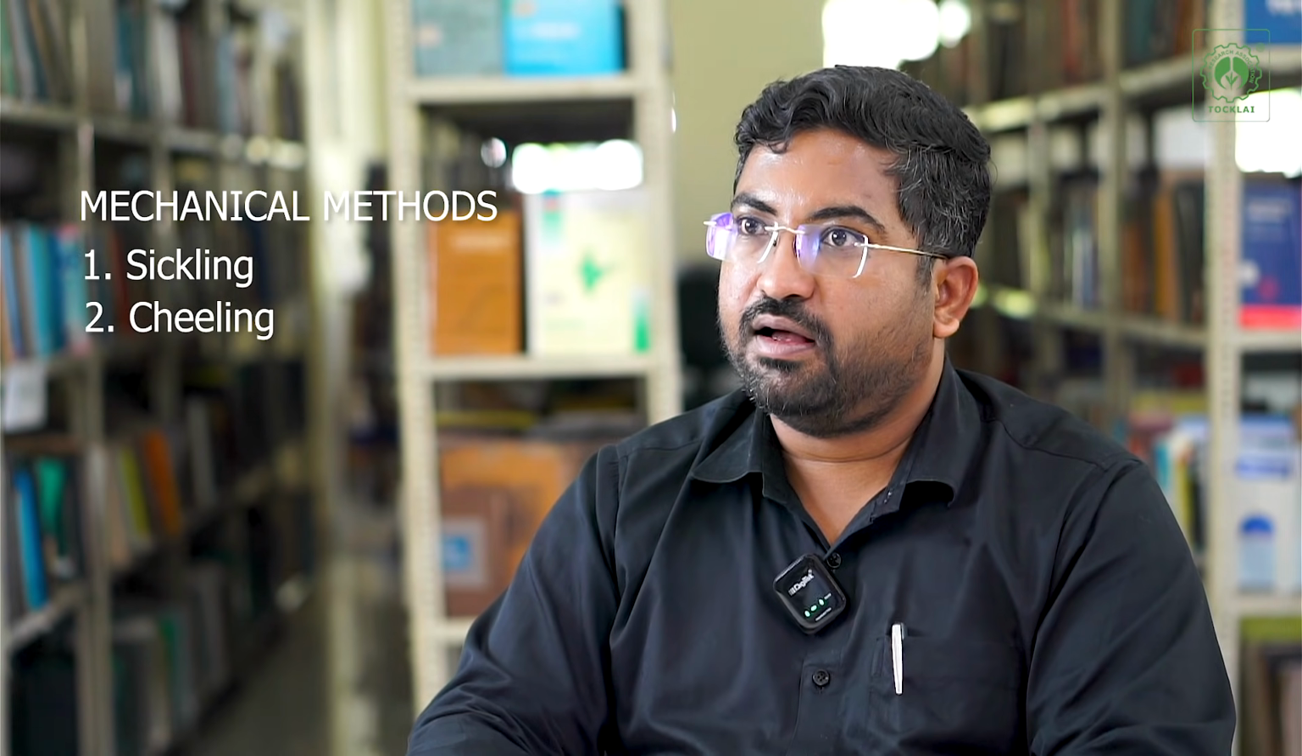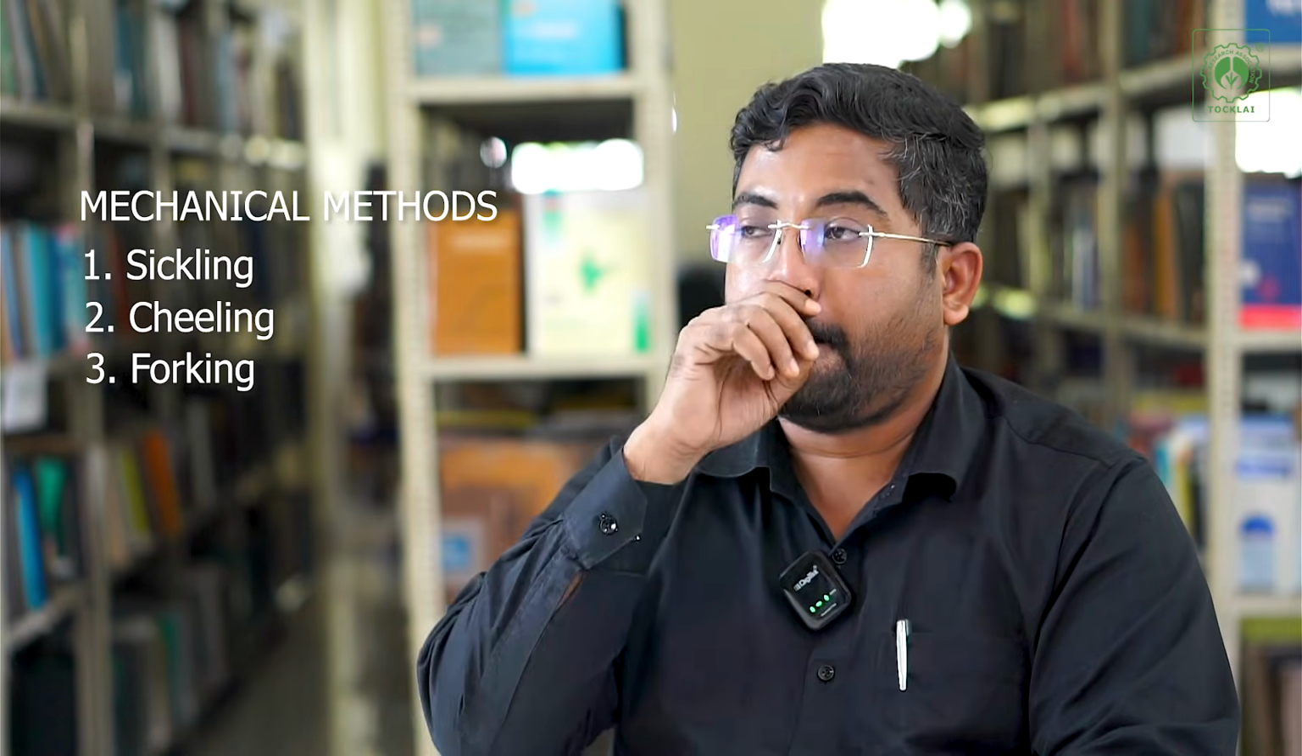Now let's talk about the mechanical one, because that's also integrated weed management. There are several mechanical methods proven by TRA itself. One is sickling, chilling, and forking. These are used based on the purpose. When we talk about sickling, if the weeds have grown too tall, then to cut that height, we usually do sickling.